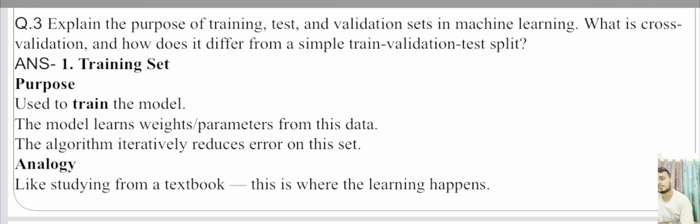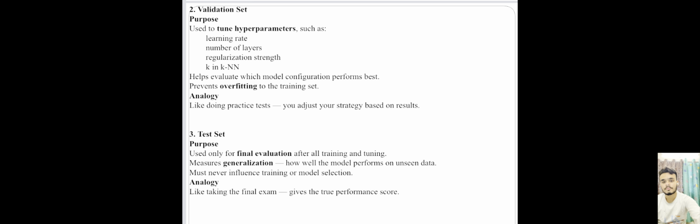Answer 1. Training set. Purpose: used to train the model. The model learns weight parameters from this data. The algorithm iteratively reduces error on this set. Analogy: like studying from a textbook. This is where the learning happens.